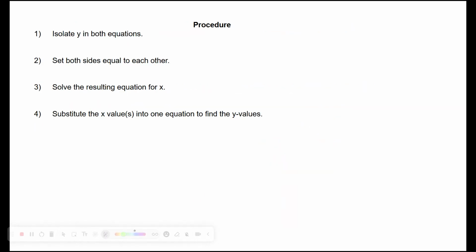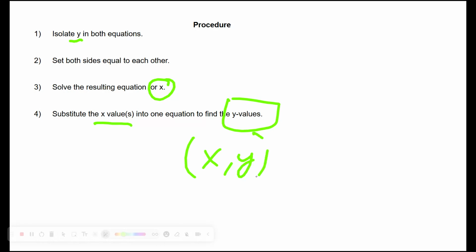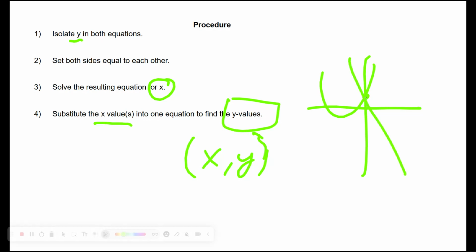Procedure first. So we want to isolate y in both equations. We're going to set both sides equal to each other, and then we're going to set up a quadratic from there. We want that ax squared plus bx plus c equals 0. Solve the resulting equation for x, and then don't forget to substitute the x value back into the equation to find our y values. Remember that our solutions are going to be in xy format here, just like they would on a graph.